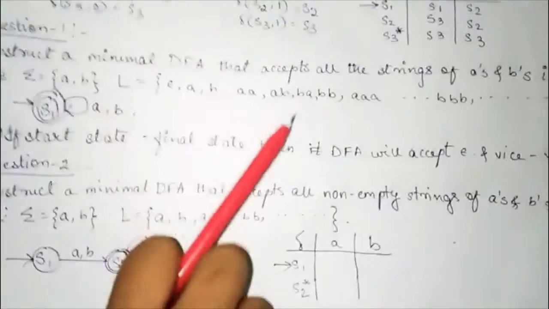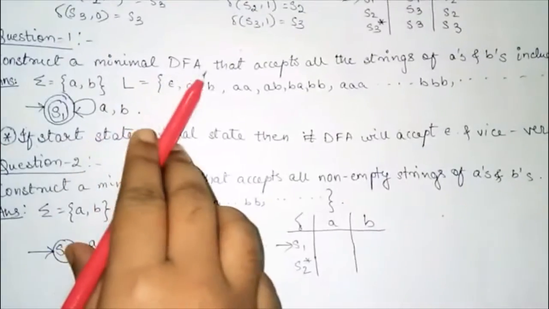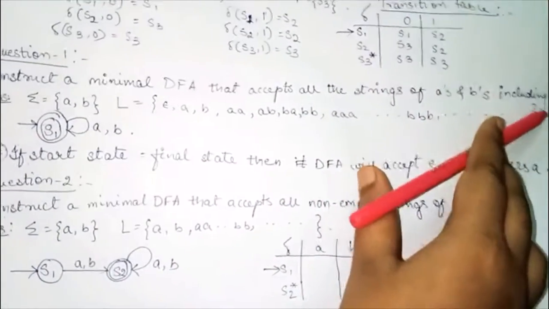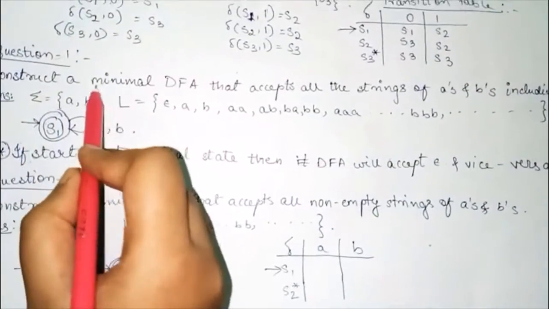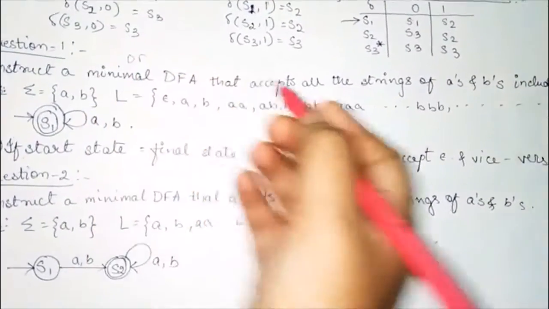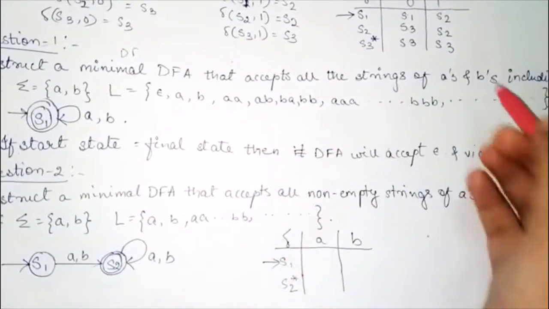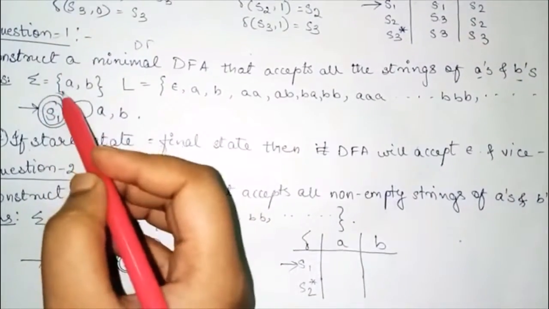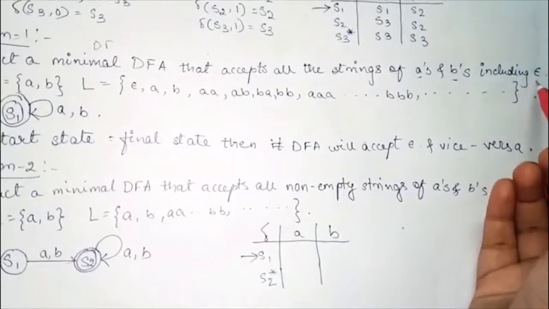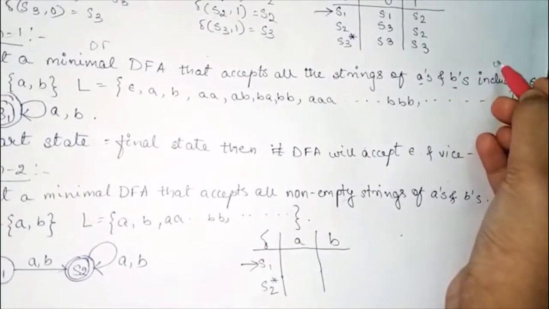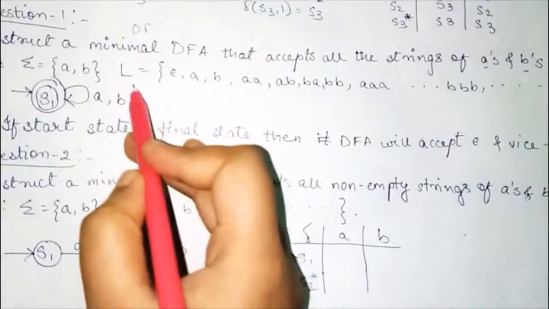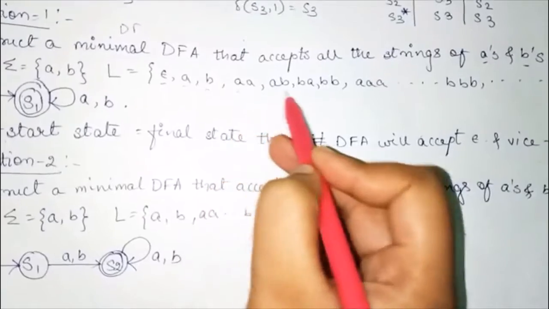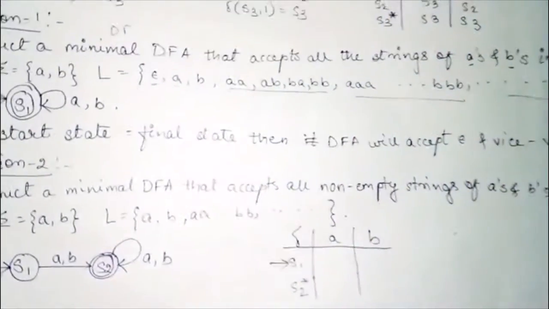Let us see a question. Construct a minimal DFA that accepts all strings of A's and B's including epsilon. Okay, so construct a minimal DFA. Minimal DFA means DFA with minimum states that accepts all strings of A's and B's. Here A and B is our sigma, that is the input symbols, and then it must include epsilon, that is strings of 0 length should also be included. So my language becomes epsilon 0 length string, then 1 length string, 2 length strings, and then 3 and 4 and so on.